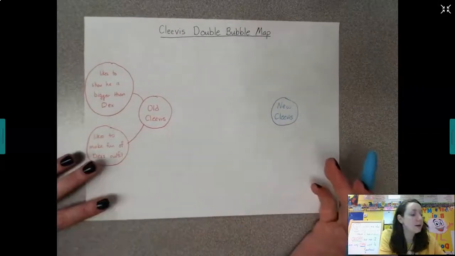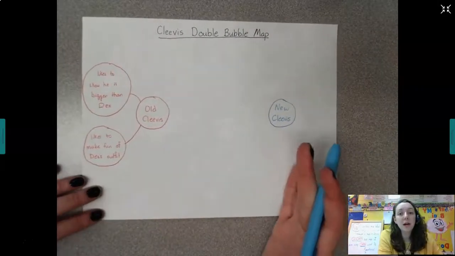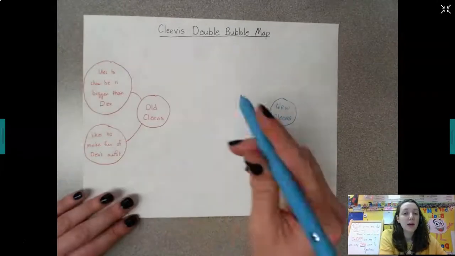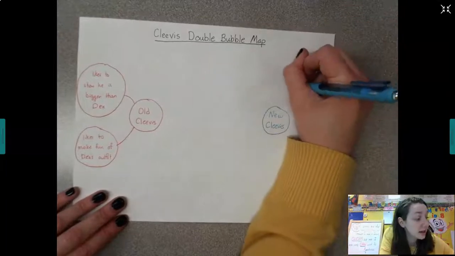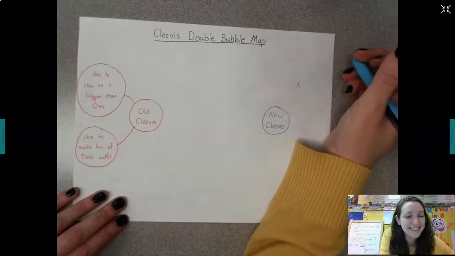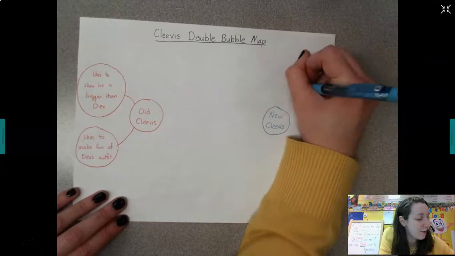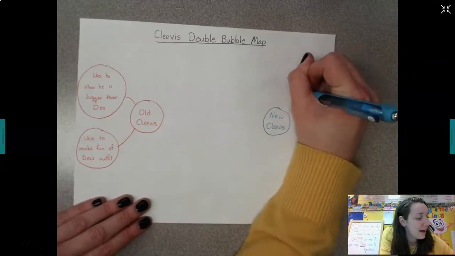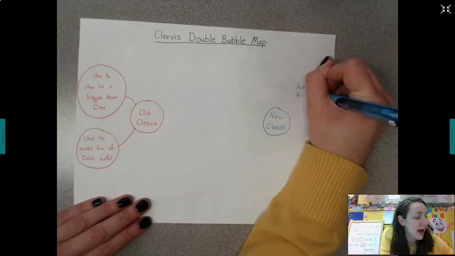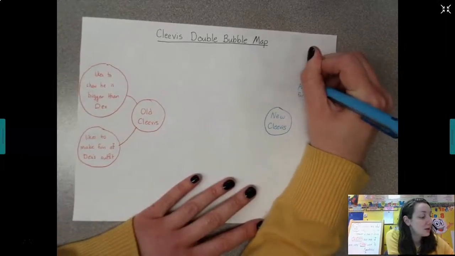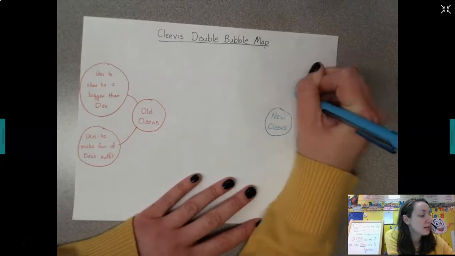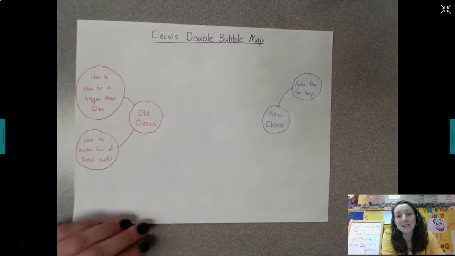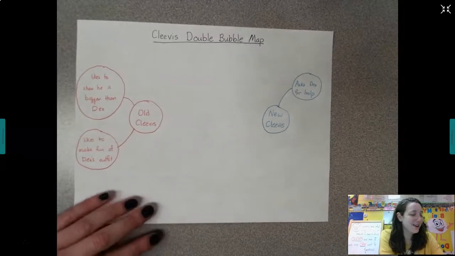So this is Clevis at the end of the story. Clevis after Dex has saved him and he wants to work alongside him. So new Clevis asks Dex for help. It's like reading a Dr. Seuss book. And that's not something that old Clevis would have done. He would not have asked him for help because he was a bully to him. And so old Clevis would not have asked Dex for help.